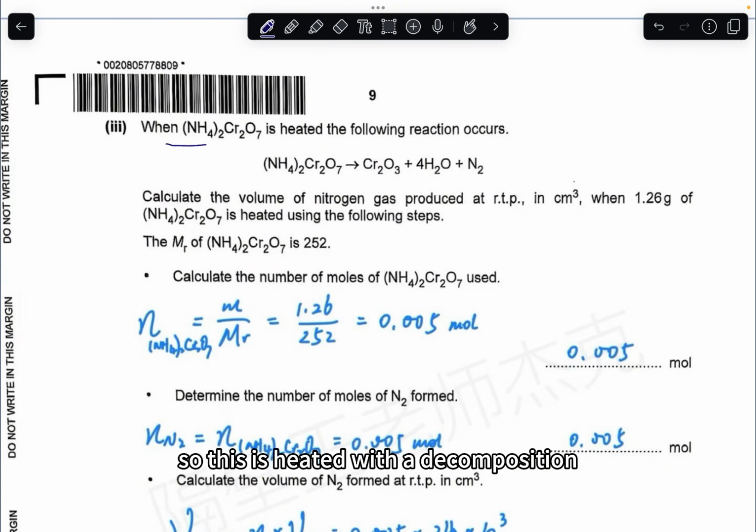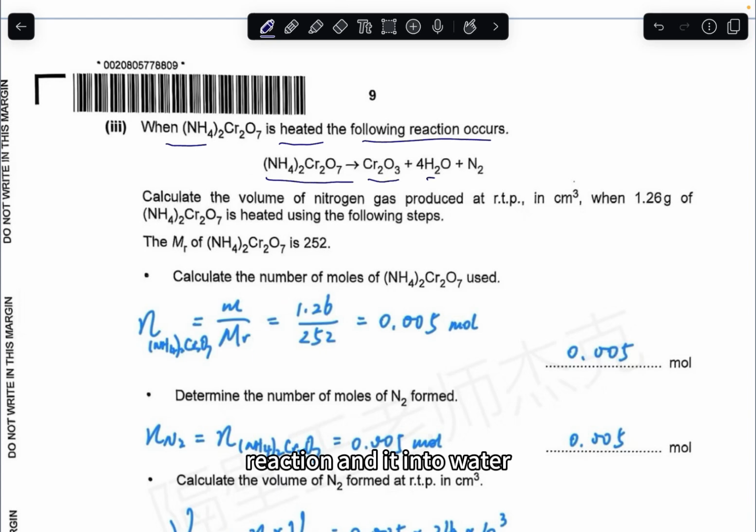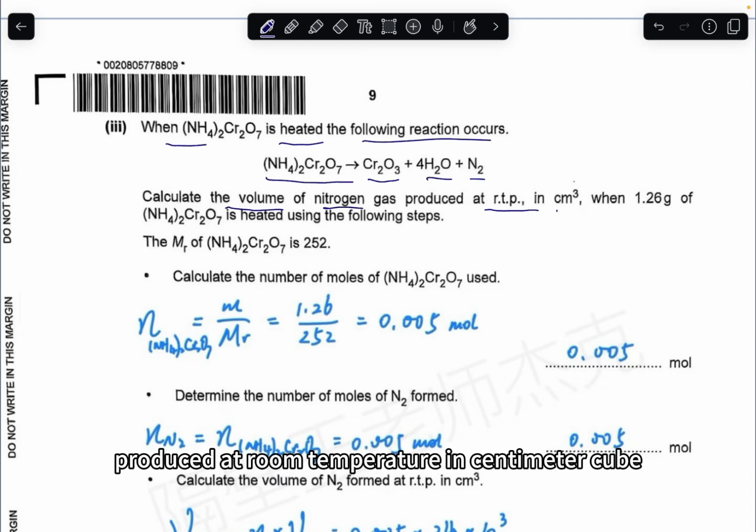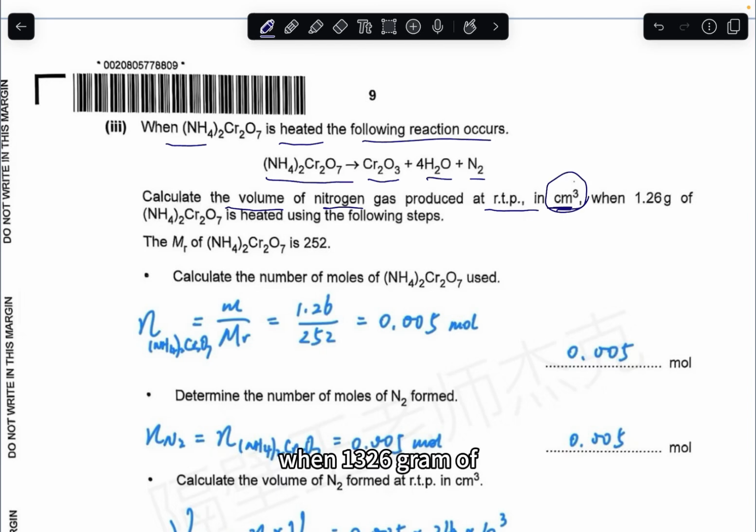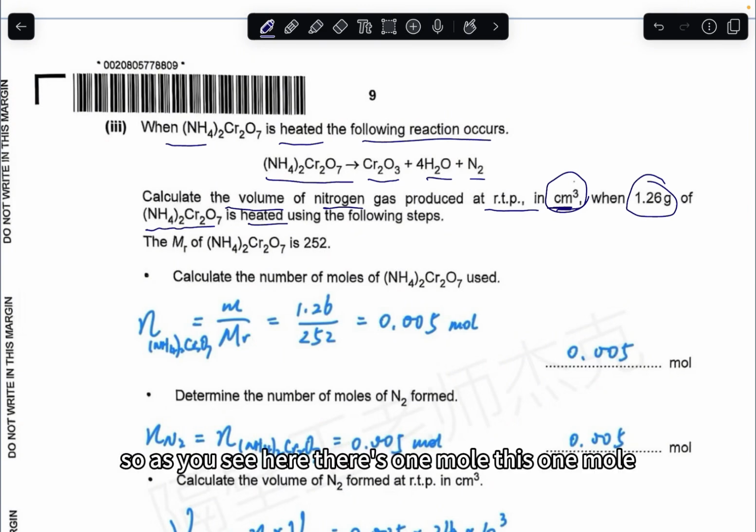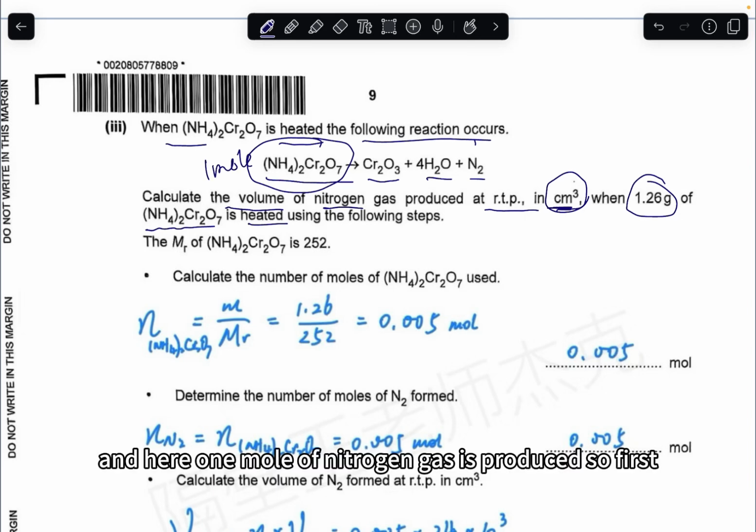In this question, this is heated, a decomposition reaction, and it changes into water, nitrogen, and Cr2O3. Calculate the volume of nitrogen gas produced at room temperature in cm³ when 1.326 grams of ammonium chromate is heated. As you see here, this is 1 mole, and here 1 mole of nitrogen gas is produced.